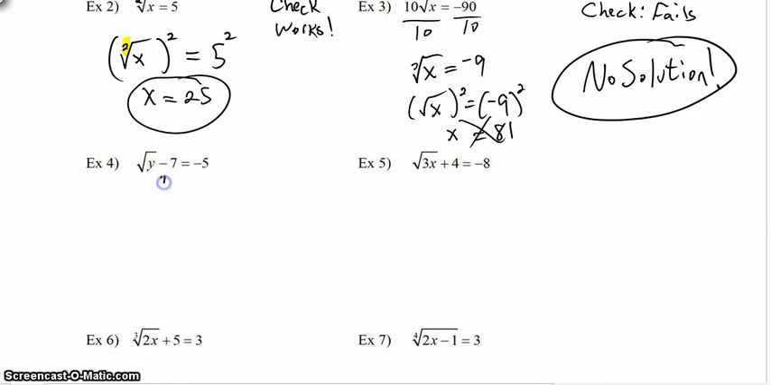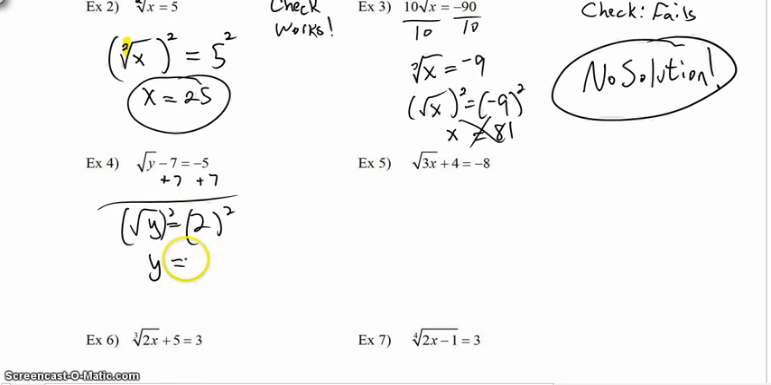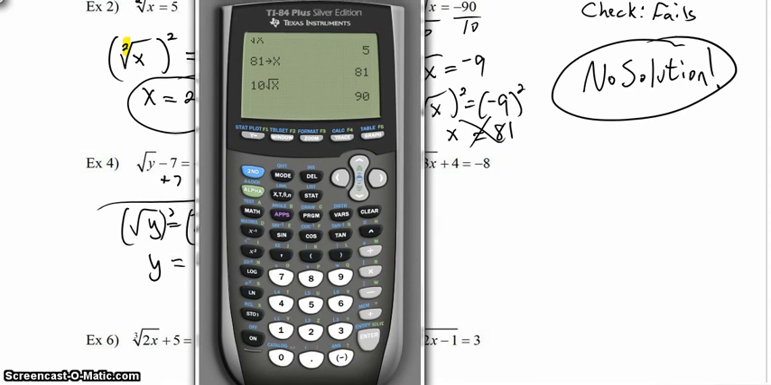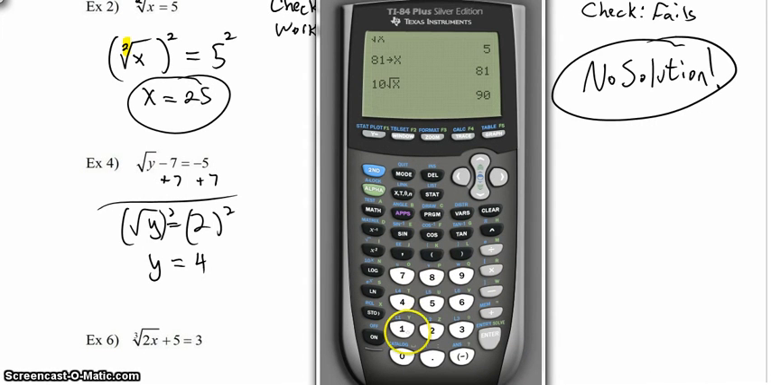For number 4, get your radical alone. You can add a 7 to both sides. You'd have radical y is equal to 5. How about we square the left side? We square the right side, and 5 squared would be 25. By the way, even though you don't see a y button, y is above the 1. You'd have to hit alpha 1. And I just want to show you that that's always a possibility.